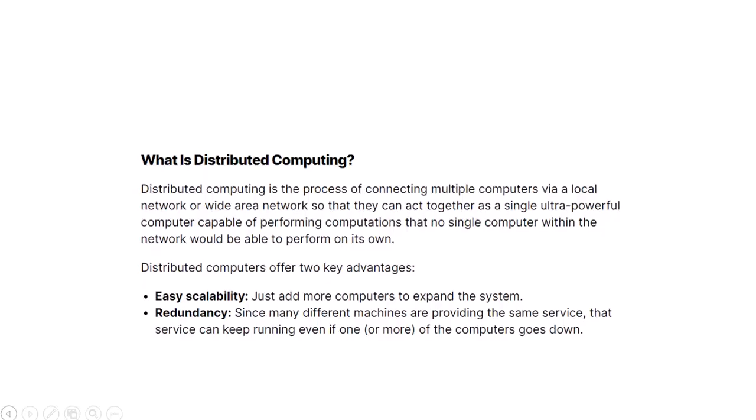Distributed computers offer two key advantages: easy scalability and redundancy. So how? It provides easy scalability. Just add more computers to expand the system. So this is the advantage of distributed computers. And redundancy is, since many different machines are providing the same service, that service can keep running even if one or more computers go down.